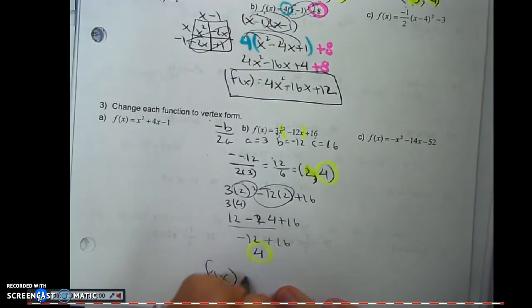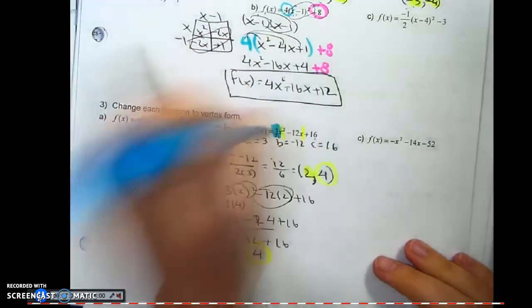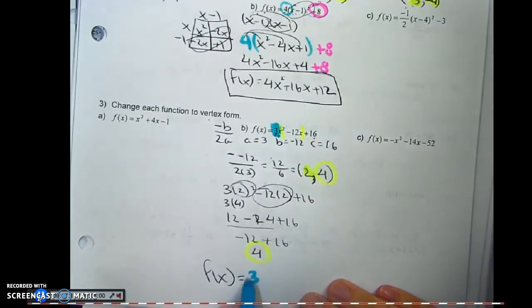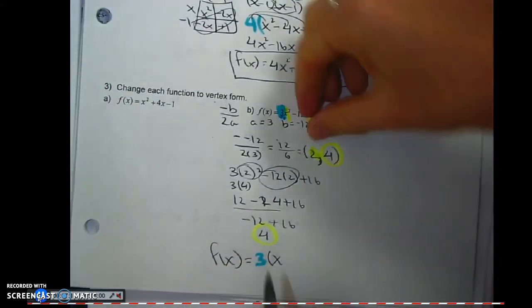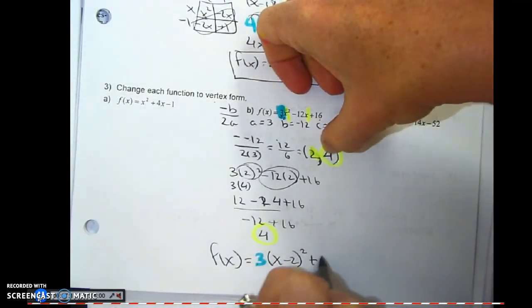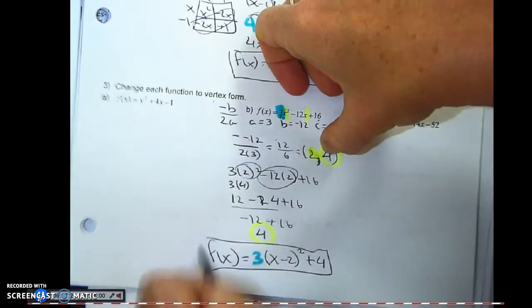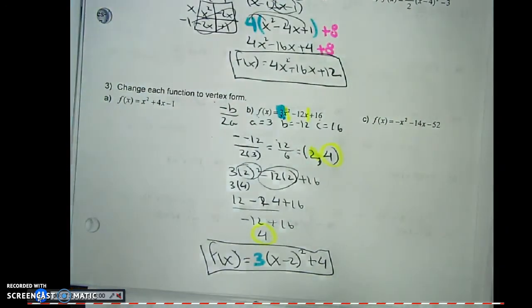F of x equals. Now here's how it's a little bit different. Remember what I said, if there's a number in front, you have to put that number in front so you can get it back. Parentheses, x, do the opposite of the x value, squared, and the y is a straight shooter. Remember to check it. You would take standard form, graph it, vertex form, graph it, and as long as they're on top of each other, you're good to go.